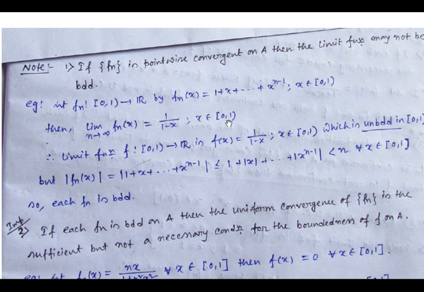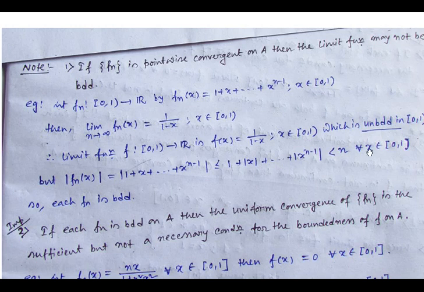So automatically you can see that this function is not a bounded function on [0,1). Why? Because it is an infinite series 1 plus x square plus and so on, which becomes unbounded. If you take the modulus of f_n(x), it becomes 1 plus x to the power n minus 1, and here we have a finite number of terms, so this is less than or equal to 1 plus mod x plus and so on up to mod of x to the power n minus 1. Here we have applied the triangle inequality.